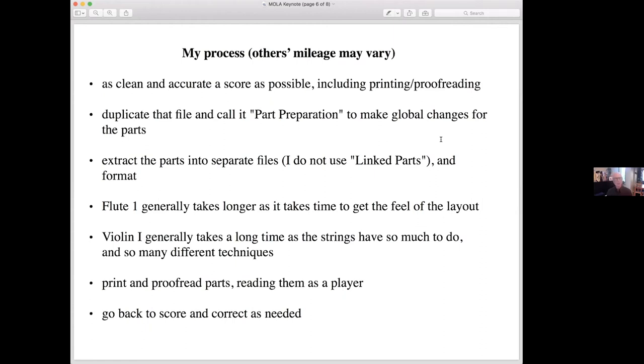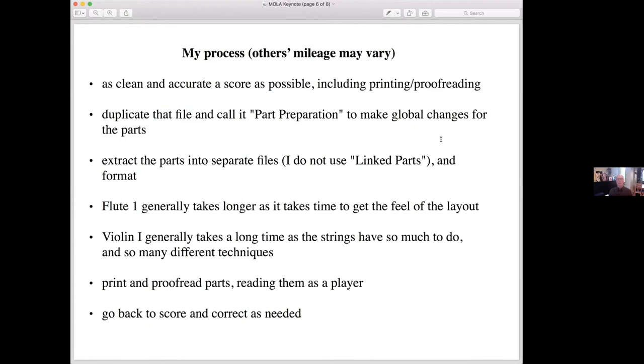Then I take that clean and accurate score file, I duplicate it in a part preparation, and I make global changes for the parts, such as reducing the size of rehearsal letters and marking in harmonics the way they get played, so that's how it'll show up in the part. And then I extract the parts into separate files.